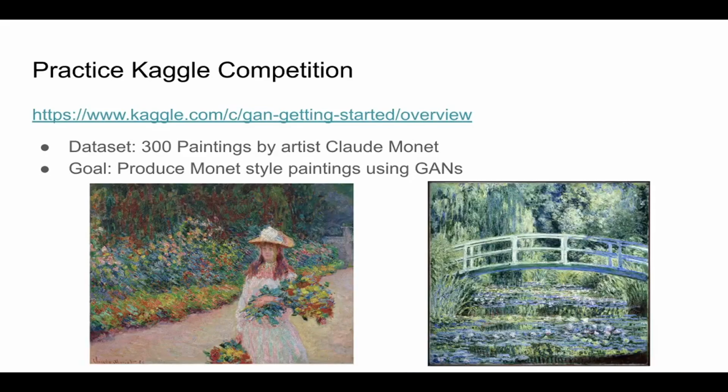Lastly, if you want to practice implementing a GAN on a real dataset, there's currently an ongoing Kaggle competition with the goal of producing paintings with the style of Claude Monet.